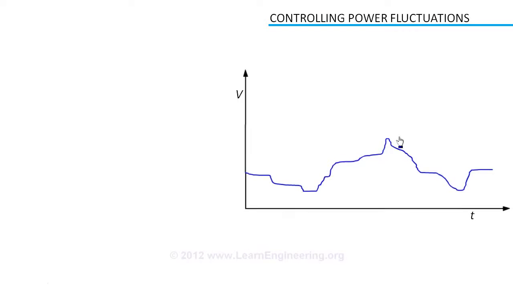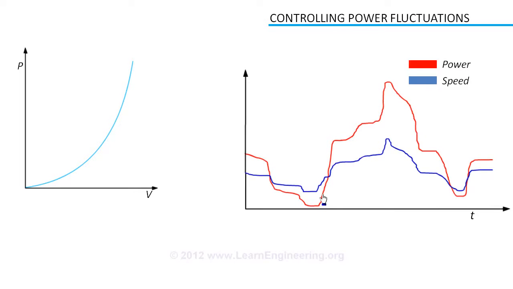Most often, wind speed will have dramatic fluctuations with time. The power produced by a wind turbine is highly sensitive to wind speed. So unless you have a suitable mechanism, the power produced will be highly fluctuating, which is undesirable.